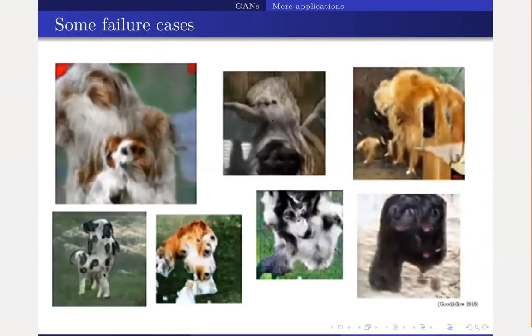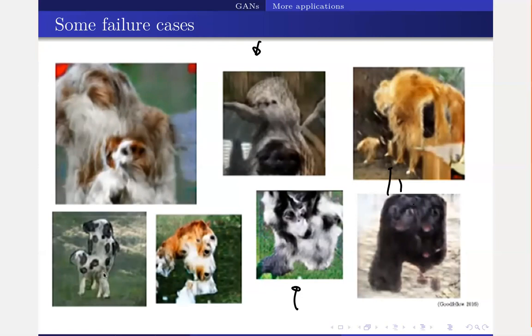GANs are pretty amazing, but this is some earlier results. I guess it's still relevant. You see GANs managed to generate images that, if you look from a distance, still look like some kind of animals. But if you get close, you see it's not quite real. For example, you have lots of eyes here and several legs here, and so on and so forth. So they managed to get orientation right sometimes.